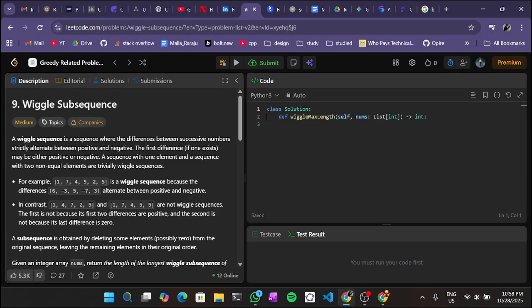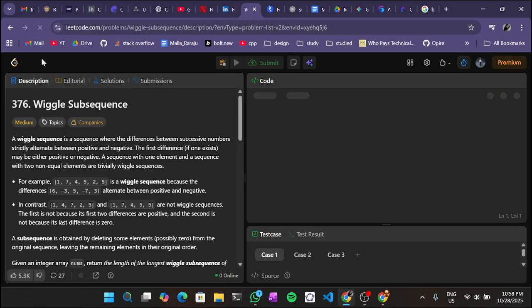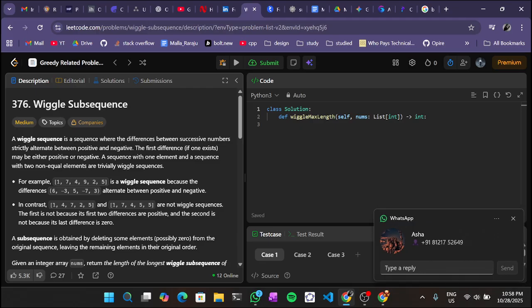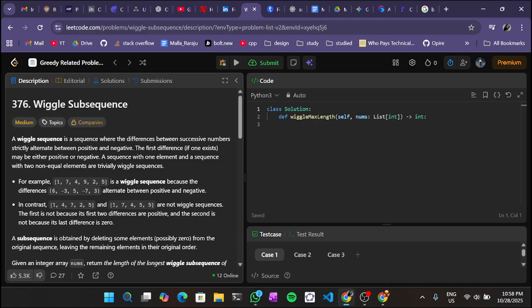On to the next problem. Wiggle subsequence. Cheat code 376. Wiggle subsequence. Let's see what it is.